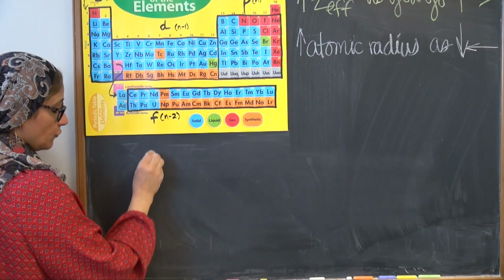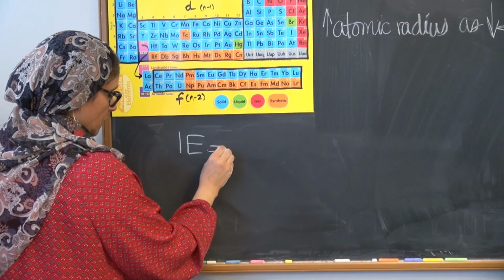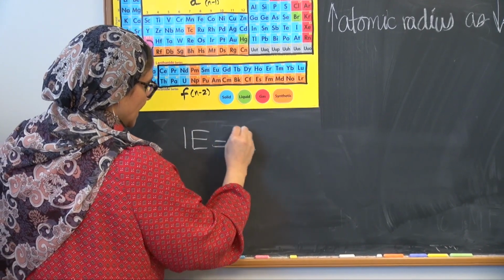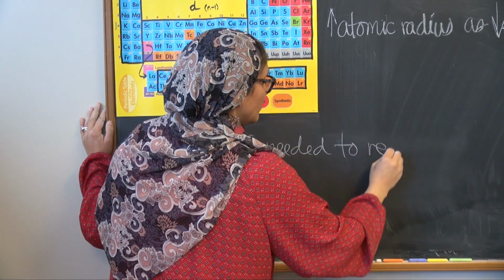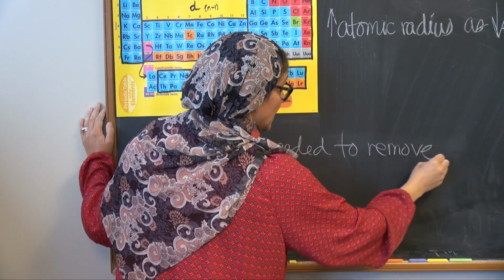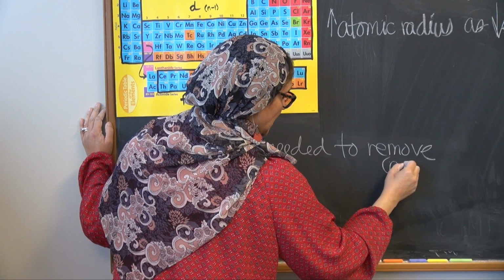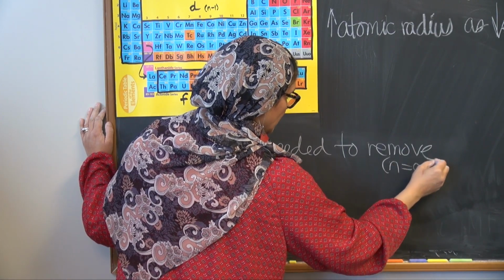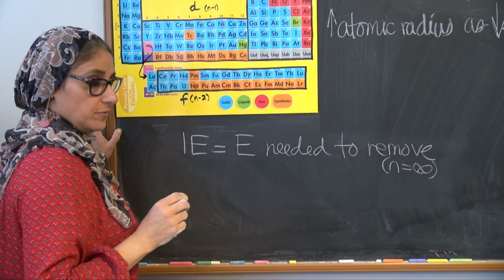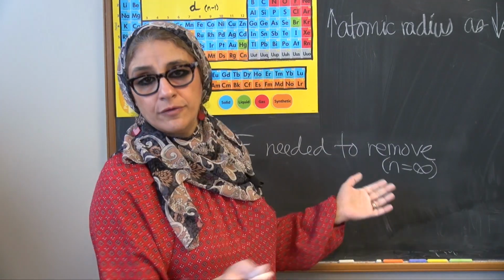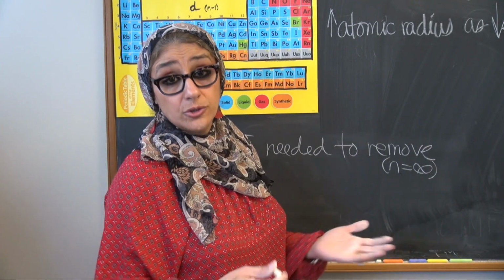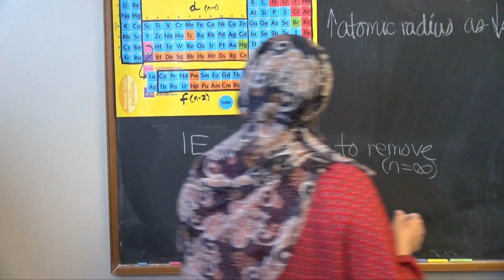And the definition for ionization energy is the energy needed to remove, ionize, that means going to n equals infinity. And we talked about this in a previous video. Exciting the electron to n equals infinity, an infinite level away from the nucleus. In other words, you're taking it out of the atom.